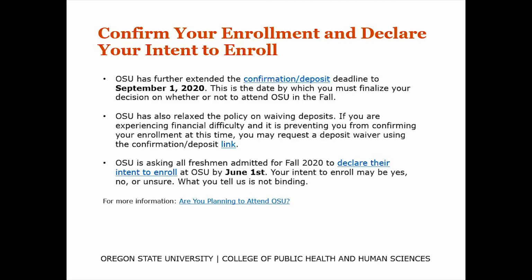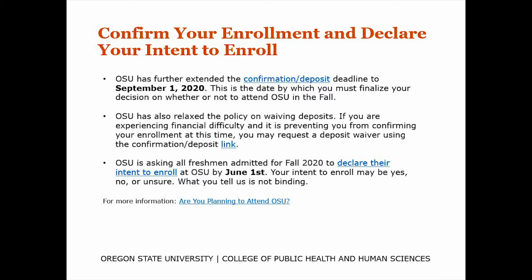Alrighty, so the first thing that you need to do to get started at OSU is to confirm your enrollment. This has been changing due to COVID-19, and OSU has now changed the confirmation deadline to September 1st, 2020. This is when you need to make a final decision about whether or not to attend OSU in the fall.